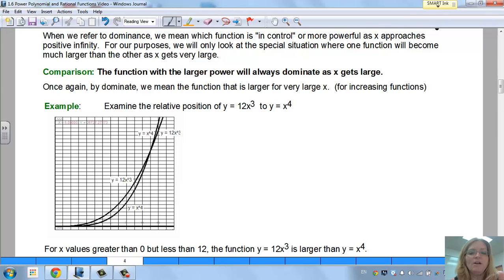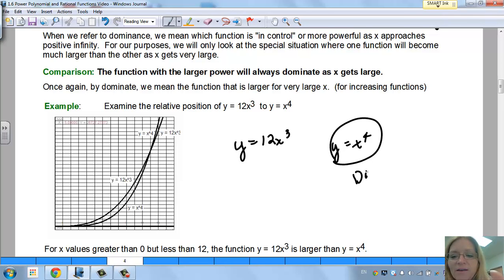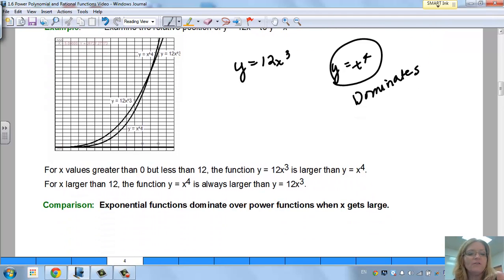So for example, here they have y equals 12x cubed, I graphed that, and y equals x to the fourth. Now if you were to really zoom this out, I mean this is quite a large window, you'll notice that y equals x to the fourth looks like it's not winning. See how? And then all of a sudden it takes over, and see how it's closer to the y-axis? That means my y values are getting larger quicker. It dominates the other power. For x values greater than 0 but less than 12, the function is larger. For x larger than 12, the function x to the fourth is always larger.